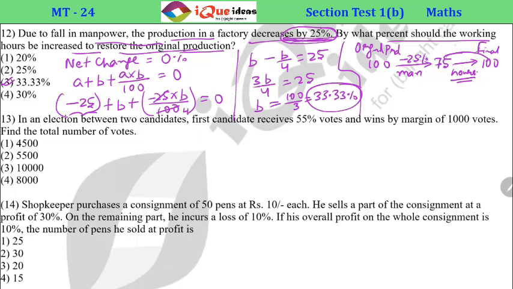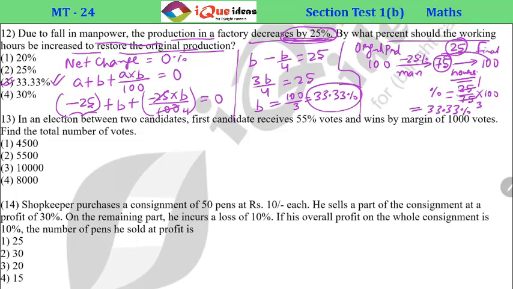Now how much should it be increased by? The value increase is 25, but remember this 25 is on 75. So the percentage change in hours will be 25 by 75 into 100. Now 25 by 75 into 100 is actually 1 by 3. 100 by 3 is 33.33%. Right? So this was the other way of doing this question. Whichever suits you, you can apply. The answer is the third option. Okay. Now let's take up the next question.